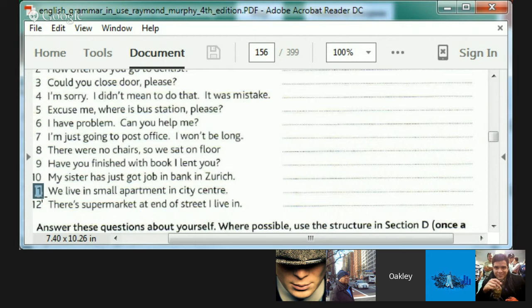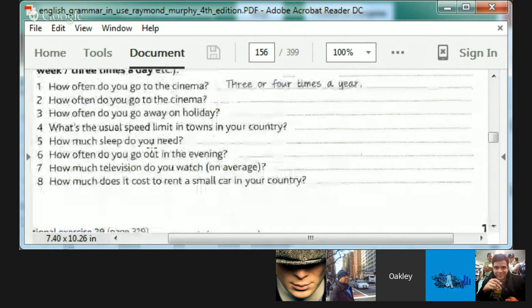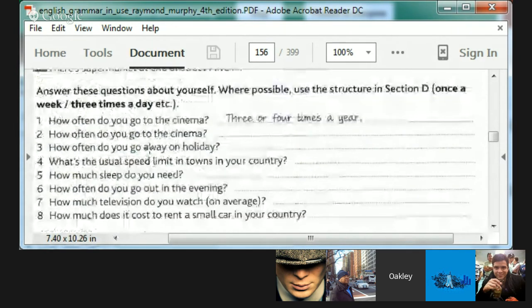We live in a small apartment in the city center. Very good. A small apartment. There's probably many small apartments, but there's only one center of the city, so it would have to be in the city center. Okay. Good job. All right, Philip. There is a supermarket at the end of the street I live in. Okay. One example of a supermarket.